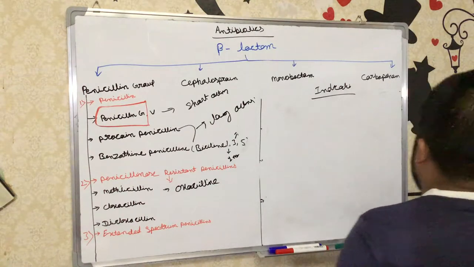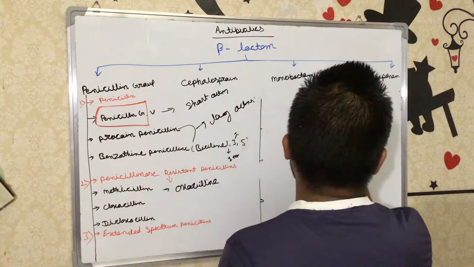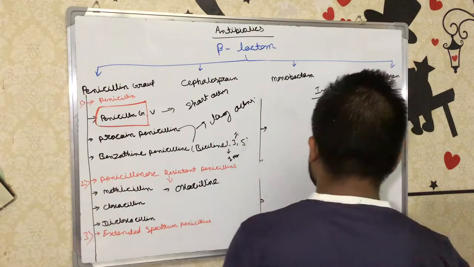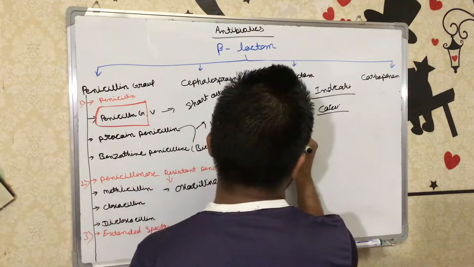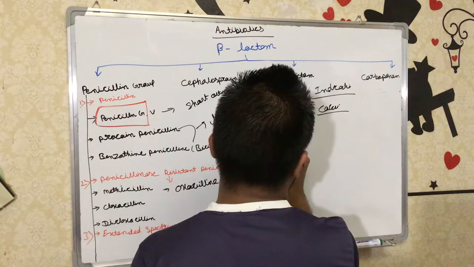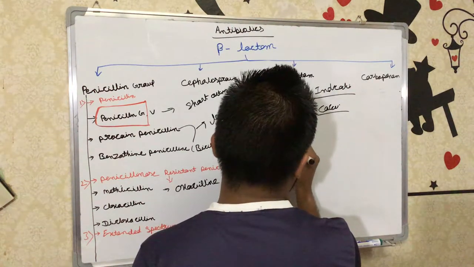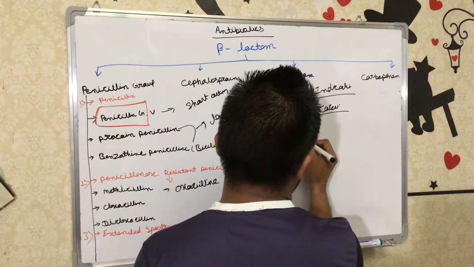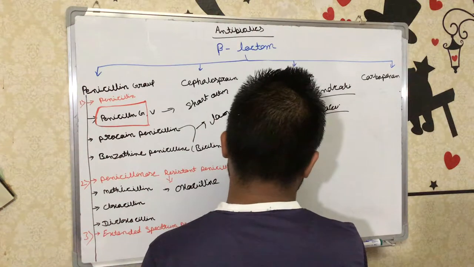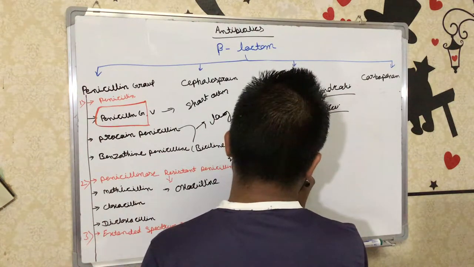About the cocci, let's talk about the streptococci. So first, that is pharyngitis. Then otitis media. Otitis media is the inflammation in the ear, the middle ear. After that, rheumatic fever.